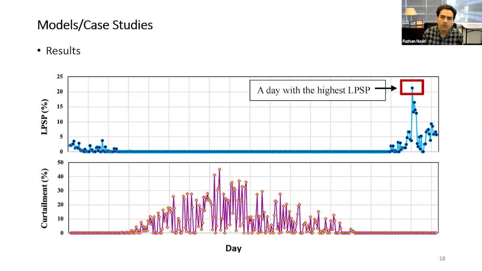And also loss of power supply. As you could see, the instances that we have shortage are mostly happening toward the end of the year. This figure is showing from January to December, basically. So toward the end of November and December, with a lot of heating needs, we need to trigger some saving strategies because we're going to have shortages there.